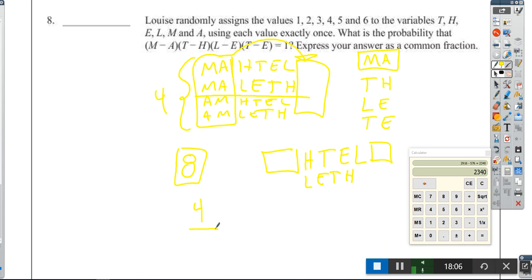How many different possibilities are there? Okay. Well, how many different options do I have for t? Well, I have 6. If I have a number in for t, how many more options do I have for h? 5. How many options are left for e? 4, 3, 2, and 1. So the total number of options is going to be 6 factorial. 6 factorial is 720. Well, 4 goes into 720, so that is 1 over 180. And so that's how many different ways we can make this work.